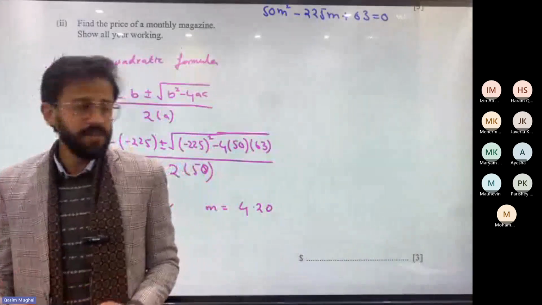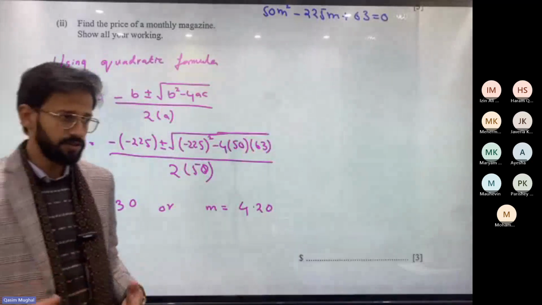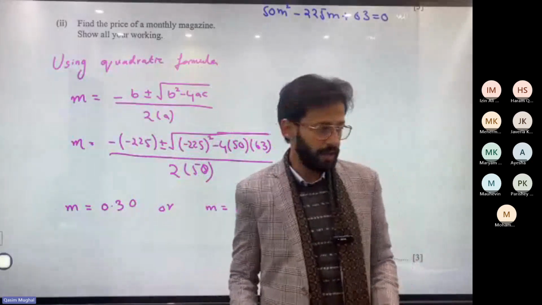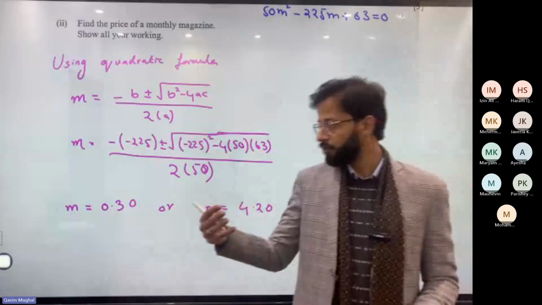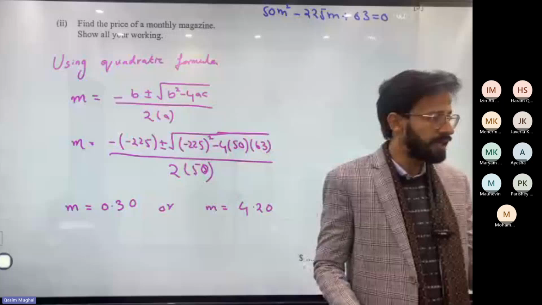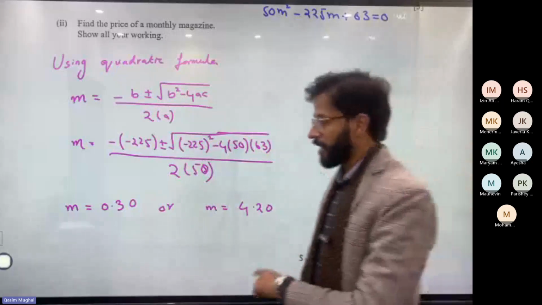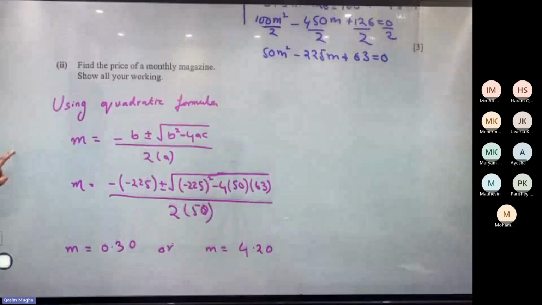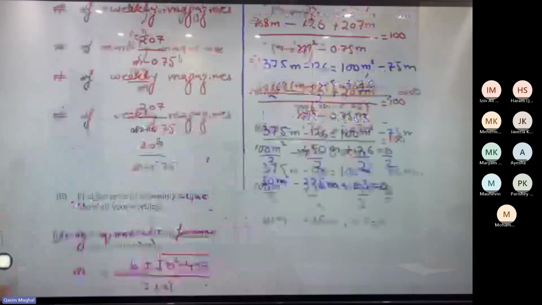Now, if it turns out as one is negative and another one is positive, then it is very easy to decide. For example, if we are doing a question of a length or speed or anything of a similar nature where we cannot have negative values, then definitely we will be ignoring the negative answers, because length can never be negative. But in this case, both of them are positive. Then again, we need to check for a genuine answer. So keep these values in mind, 0.3 and 4.20.